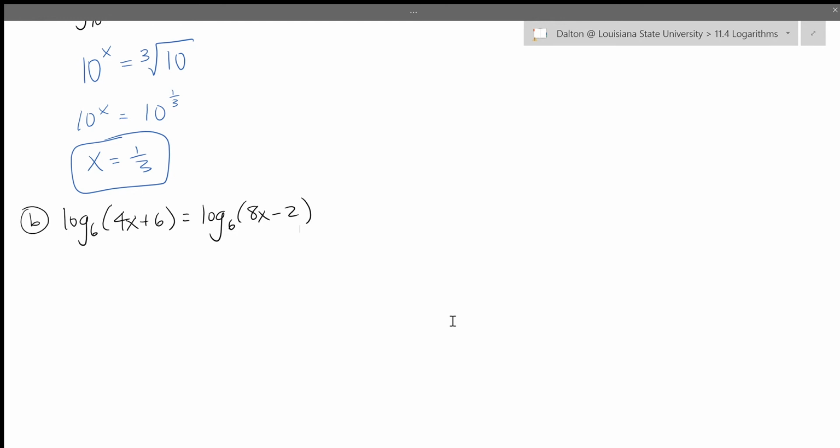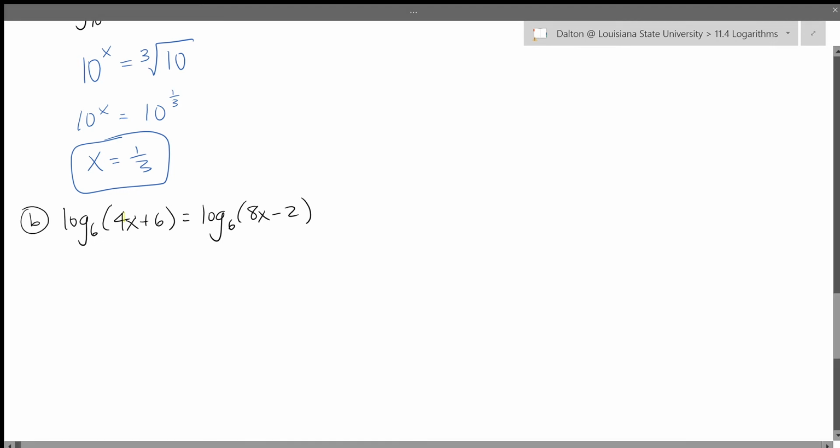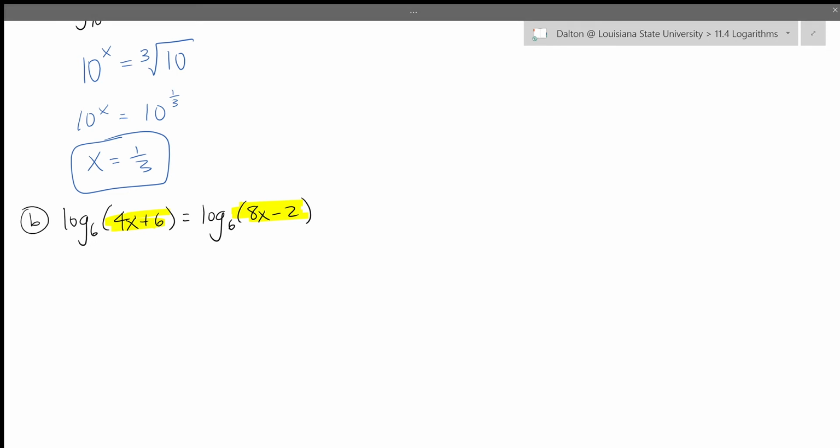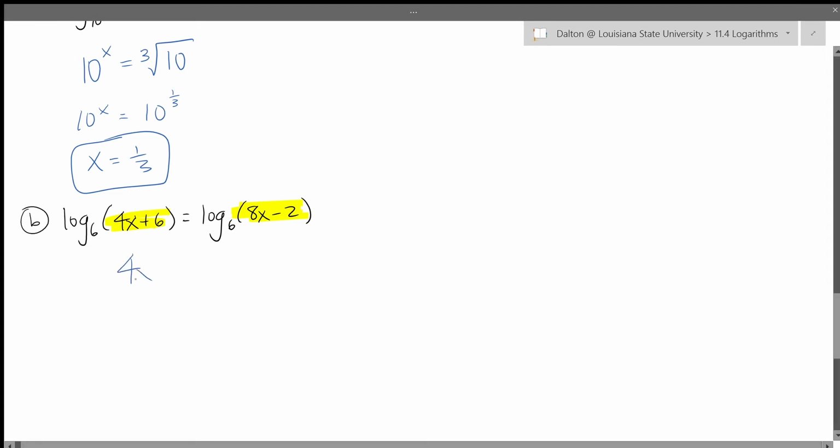And that equality statement says if you have logs of the same base, then the stuff on the inside must also be equivalent. So then 4x plus 6 must equal 8x minus 2. And then this just becomes like a very basic algebra problem. We just got to solve. So subtract 4x from both sides. Add 2 to both sides.